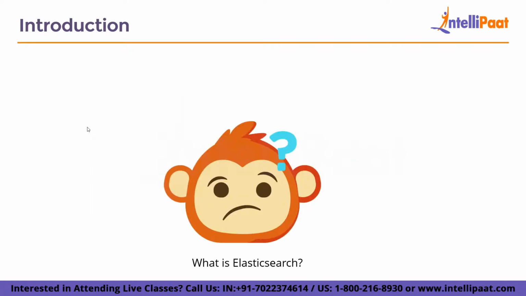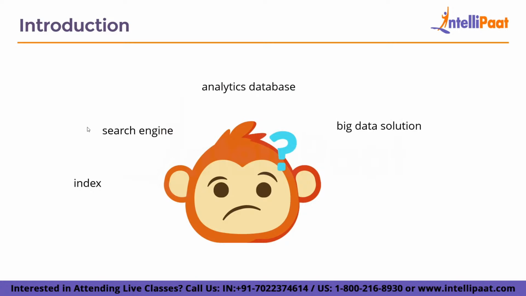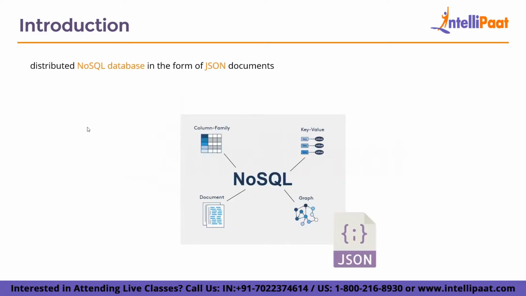Now, this all was very technical. There were a lot of technical jargons involved. And whenever you search online for the meaning of Elasticsearch, the short answer that you always get is that it is an index, it is a search engine, it is an analytics database, it is a big data solution. They also say that it is kind of like Google. All of these answers are correct in a sense.